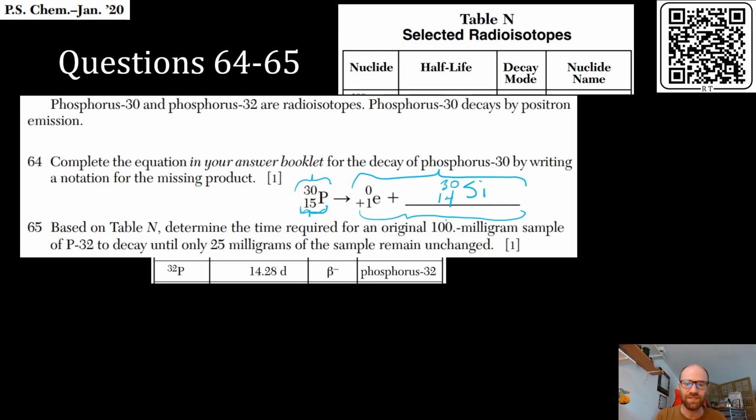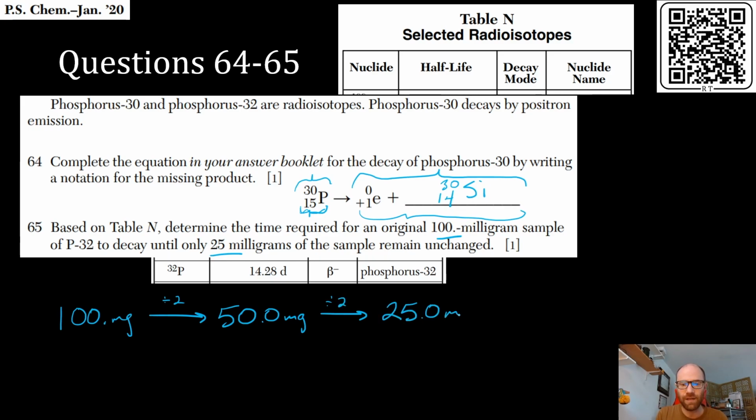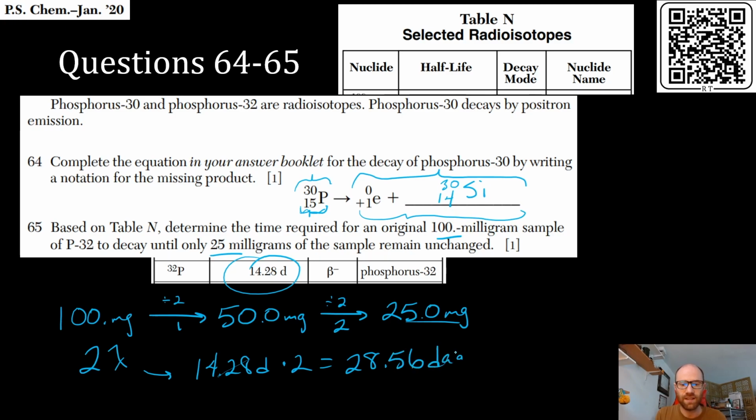Based on Table N, determine the amount of time for a 100 milligram sample to decay so there's only 25 left. The easiest way I've found to do these is to start with your given quantity, if you have one, and just keep dividing by 2. Each time you divide by 2, that's a half-life. And then you stop when you hit the target mass that they're asking about. And they said 25 milligrams, so we're done. Each time you've drawn an arrow, that's a half-life. So now there's been 2 half-lives, and it says that each individual half-life is 14.28 days. So we're going to take that information and say 14.28 days times 2, and that's going to be 28.56 days. And that's going to be our final answer.